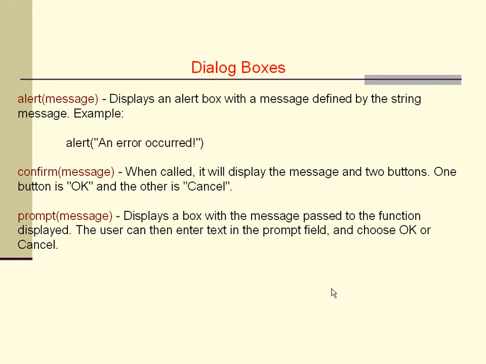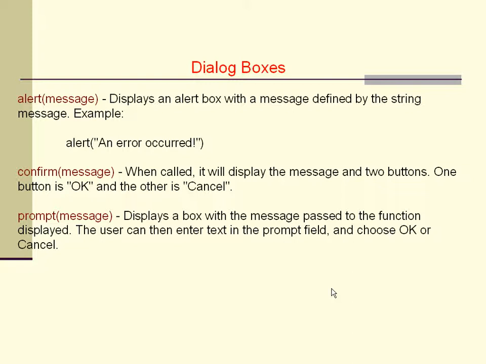Dialog boxes. There are three types of dialog boxes in JavaScript. The first one is alert. This receives a message as a parameter. When we use the alert dialog box, a dialog is displayed on which the message will be shown. There will be an OK button on the alert box. The next one is confirm. This also receives the message as an argument. It will have two buttons, OK and Cancel. The next one is prompt, which receives a message as an argument.